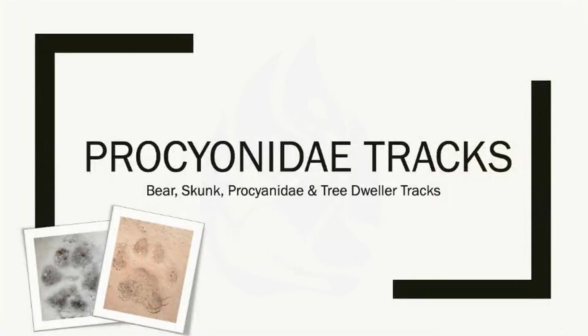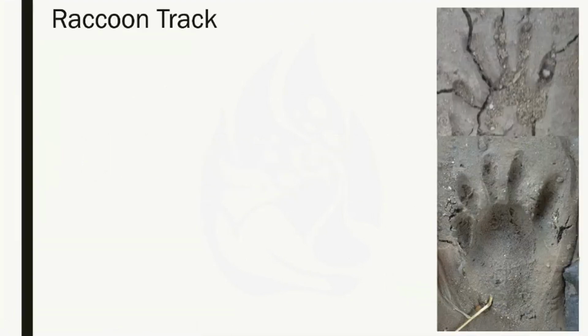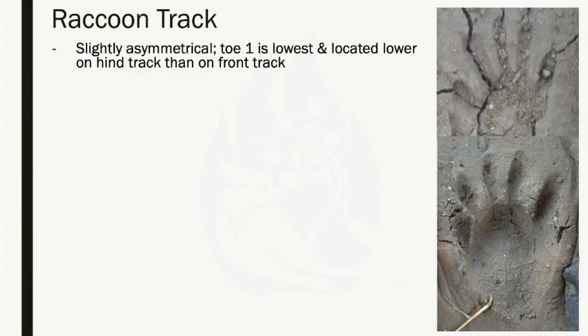Okay, so now let's switch to a different group, Procyonidae tracks. These again are your raccoons, your coatis, and your ringtails. I'm grouping all these together because they're all in the same family, and there's a lot of similarities between them. So let's look at raccoon track. If you had to pick one track besides maybe deer to start with, raccoons are a great one to pick because they're almost ubiquitous throughout North America. They're very common, as well as being everywhere. There's a lot of them.